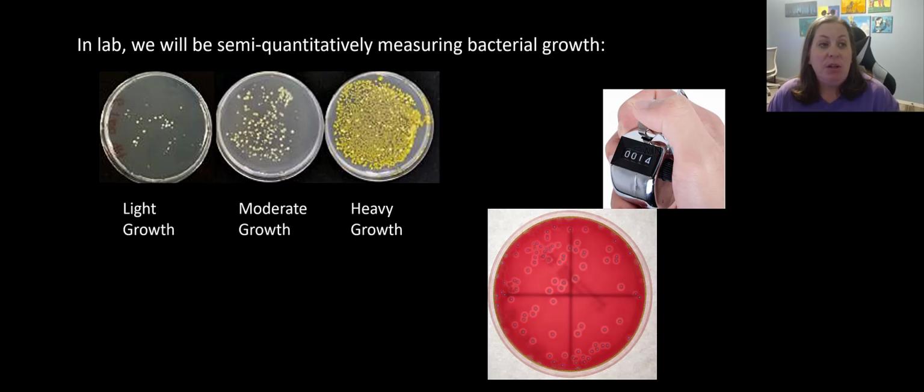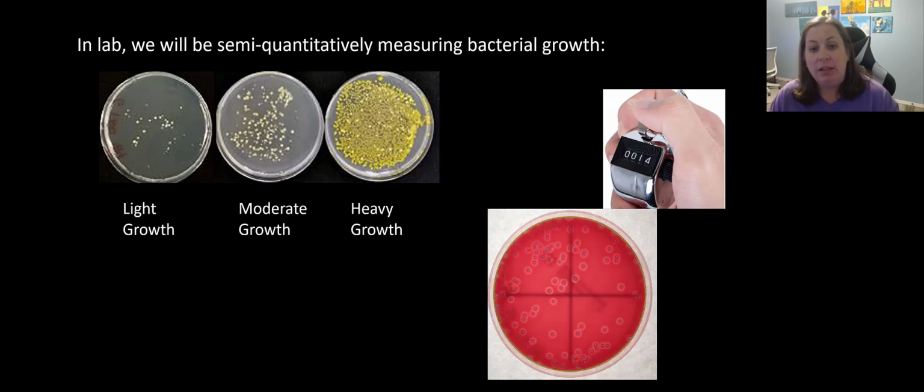In the lab too, we will use the semi-quantitative measuring of bacteria where we'll kind of gauge it. Is it light growth? Is it moderate growth? Or is it heavy growth? I'm not going to make you count each of the colonies. But obviously, if it's too many to count, like you see here with the yellow bacteria, that's heavy growth. I'm not going to make you count that.